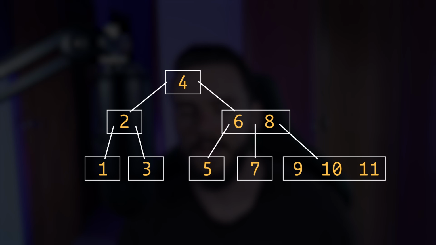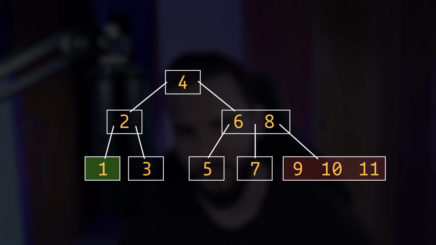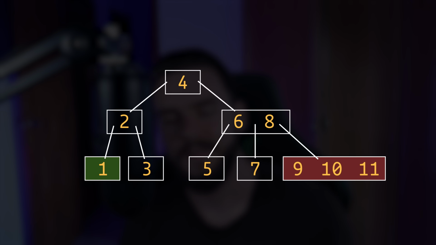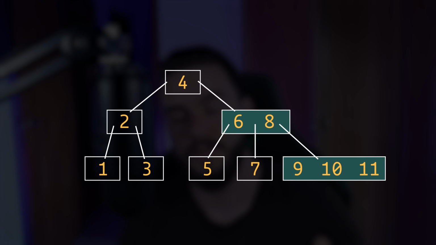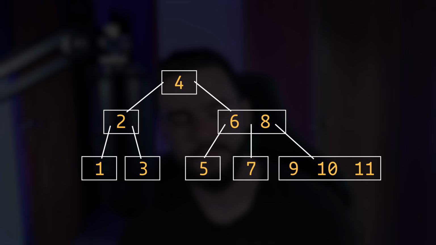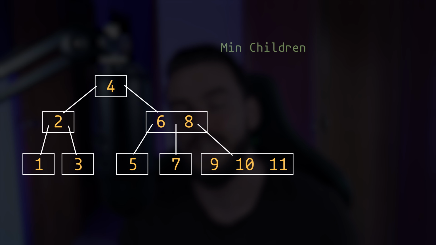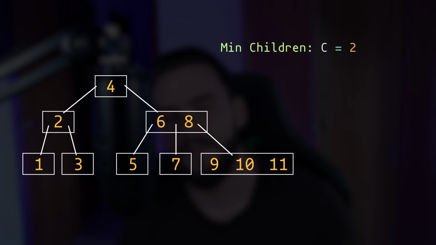Here's a BTree. You can see that its structure is somewhat similar to normal binary trees in the sense that smaller keys are kept to the left while larger keys are kept to the right. The difference is that each node can have more than 2 children and each node can hold multiple keys. How many of them? Well, to answer that, we need to define the minimum number of children per node. Let's call that number C and let's make it equal to 2.